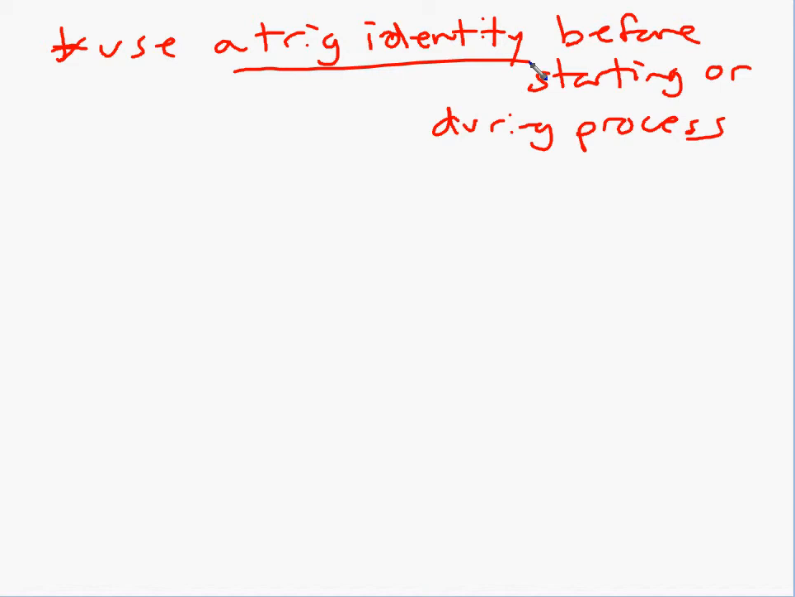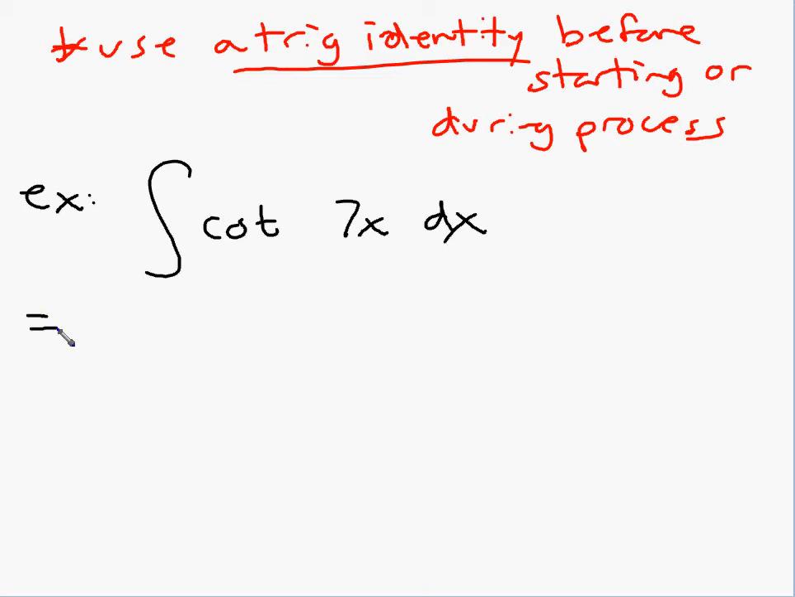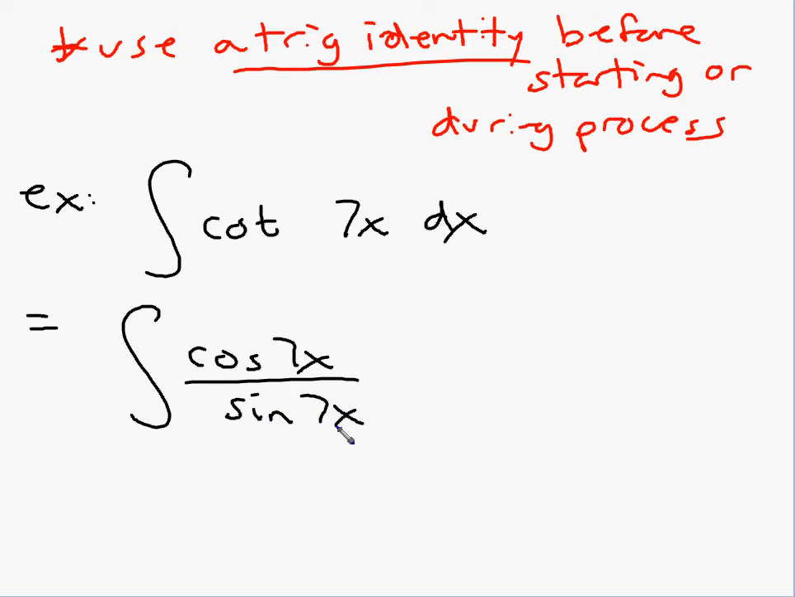Let me give you an example. What if I wanted to find the integral of the cotangent of 7x? Well, if you look at your integral table, there is no integral, that we've learned anyway, for cotangent. Okay? So what we're going to do is I'm going to rewrite this thing. Remember what cotangent is. It's the integral of the cosine of 7x over the sine of 7x dx. Okay?